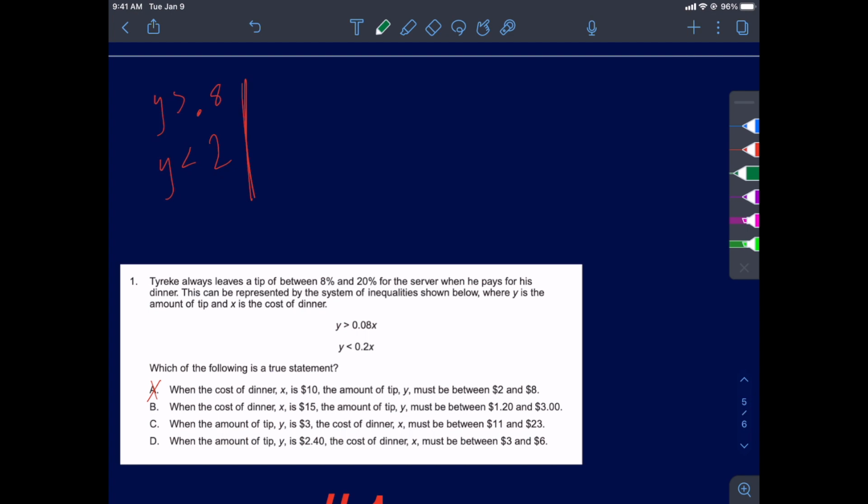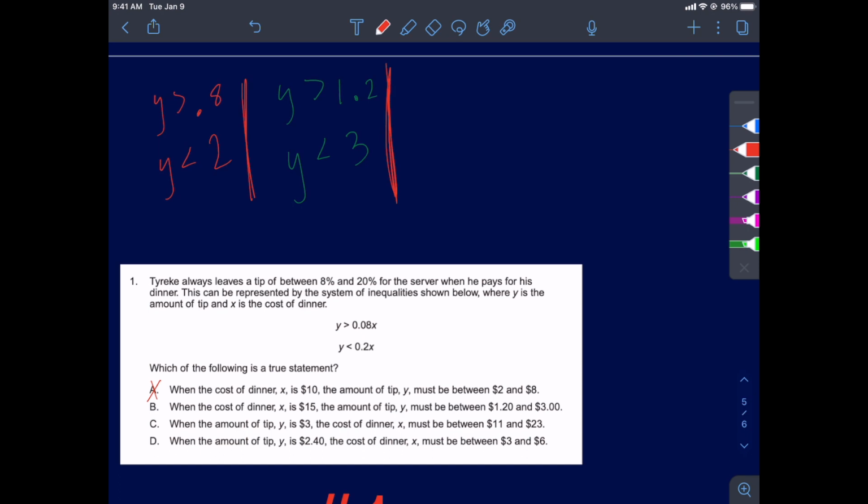So if 15 is in for x, 0.08 times 15, or 8 times 15 is 80, plus 40 is 120. Move the decimal back over. y is greater than 1.2. In our other equation, y must be less than, okay, 2 times 15 is 30. Move the decimal place over once, and we get 3. So greater than $1.20, less than $3. That looks correct. Let's go ahead and just assess whether C or D is correct. I like to be thorough.